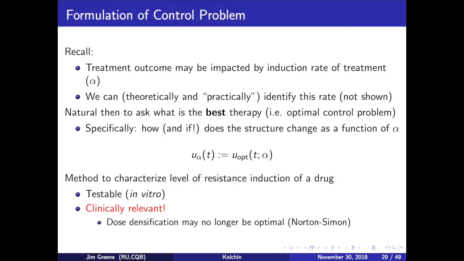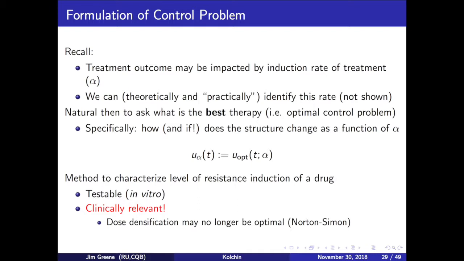Okay. That's fine. Okay, but now we have the situation where we assume we can identify this rate. So we know two things. We know the treatment is affected by this rate. What sort of treatments should you apply? And we know that we can at least identify this rate. So the situation we have in mind is measuring this rate and designing therapies after we identify it. So it's natural then to ask, what is the best therapy?